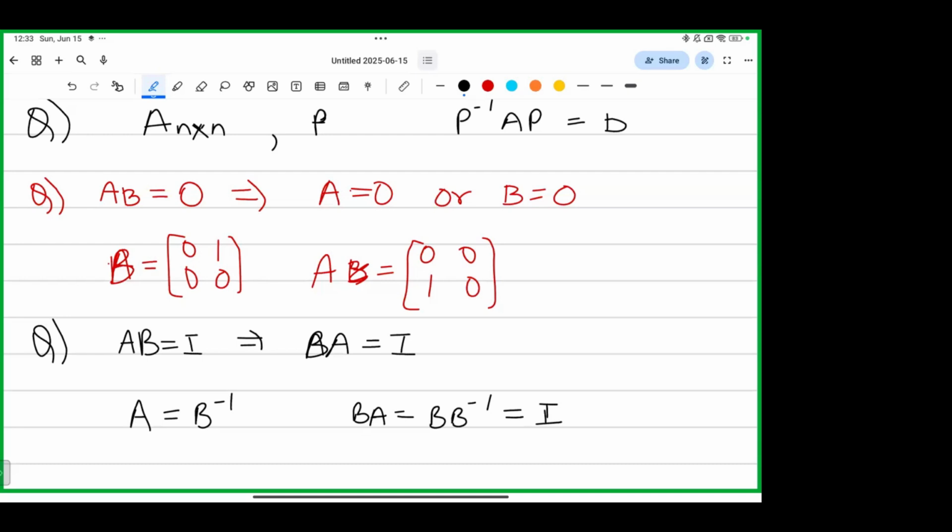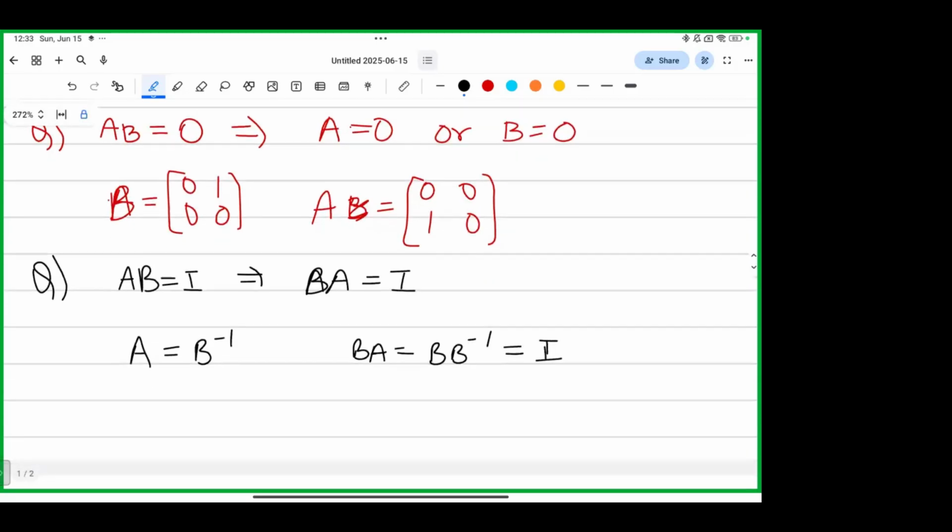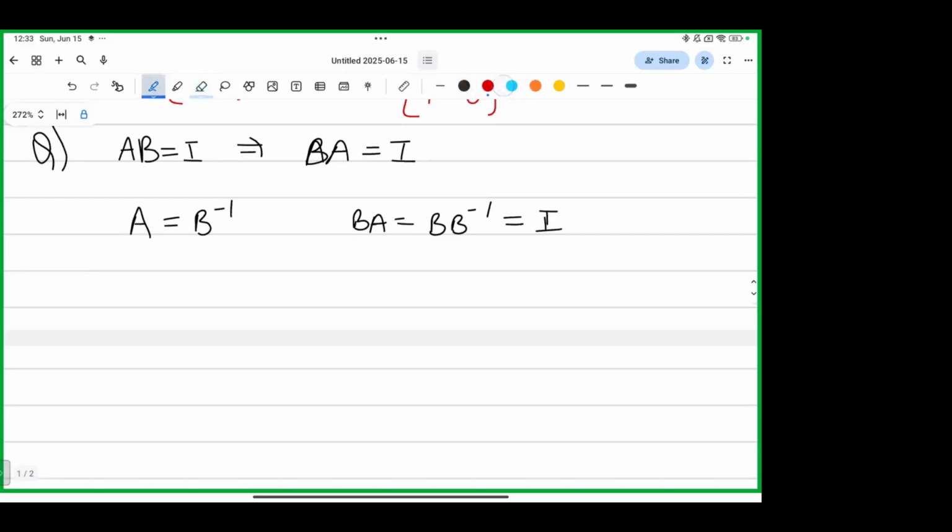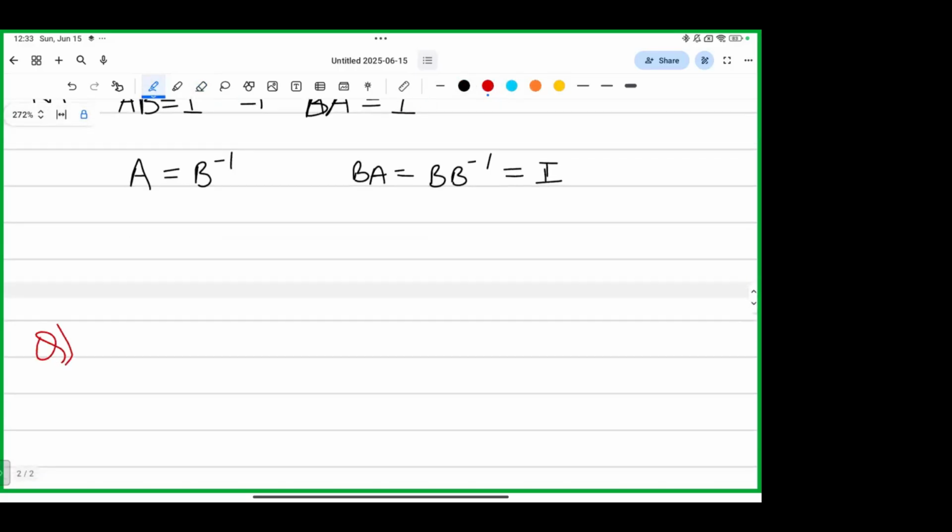Let's see. It could be possible, I think so. So I am constructing a 2 cross 2 matrix for that. Yeah, sure. You have freedom to choose your own order. Good. Yes, sir.